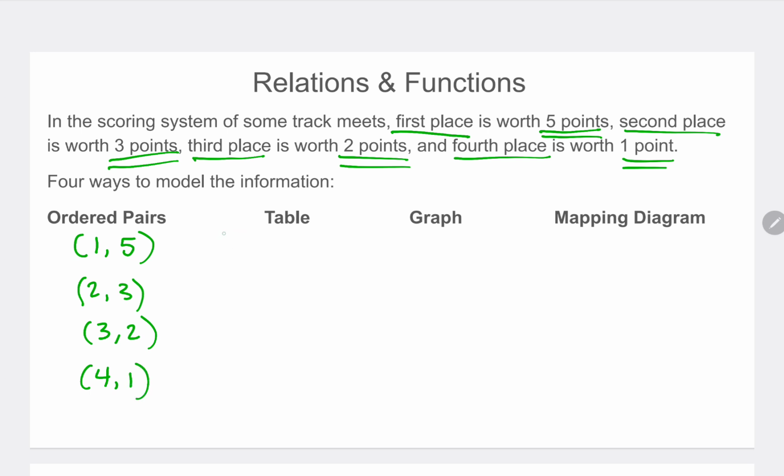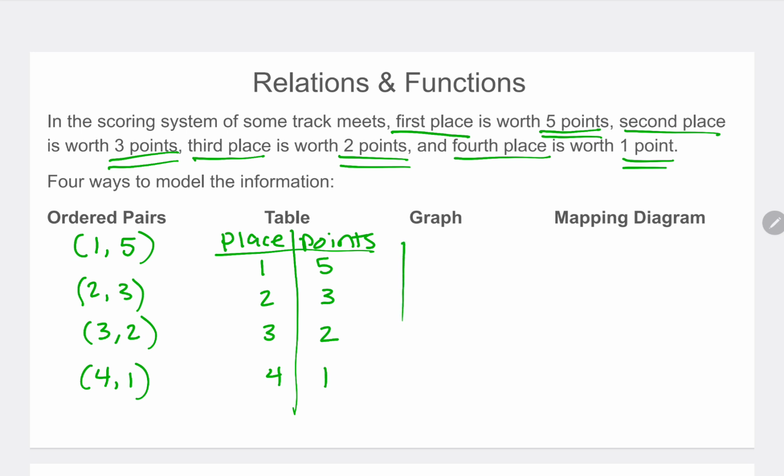We can do that in a table where we have place and points. And again, first is 5 points, second place 3 points, third place 2 points, fourth place 1 point. We could make a graph. All of these are positive, so I'm just going to draw the first quadrant where our independent variable is written along the x-axis and the dependent variable is written along the y-axis. And then first place, second place, third place, fourth place.